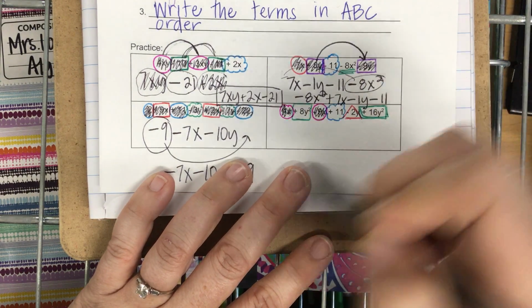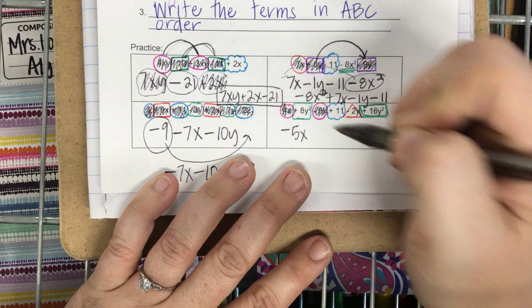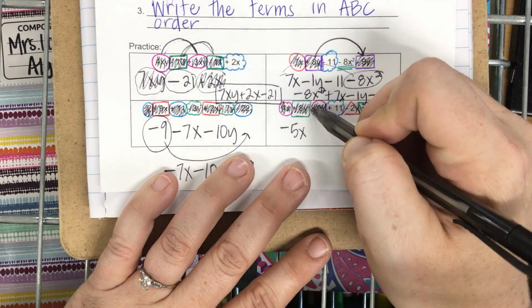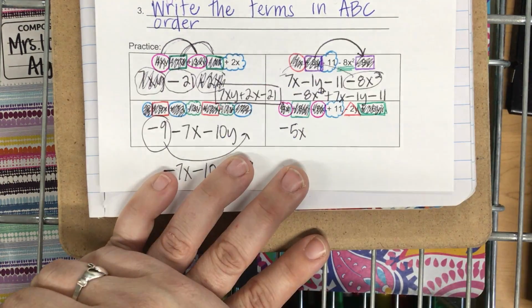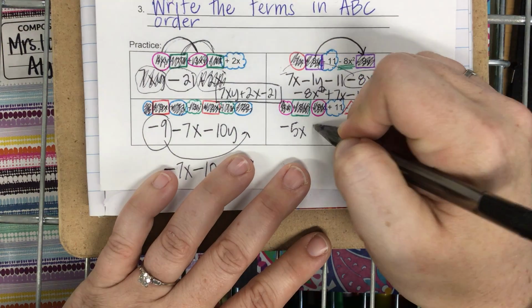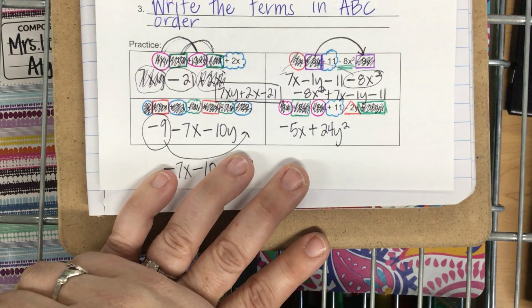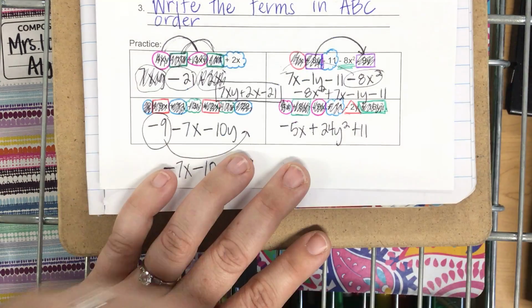4x minus 9x. Negative 5x. Good. 8y squared plus 16y squared. 24y squared. So what do I put? Plus 24y squared. Do you agree? Yes. Then plus 11 doesn't have any friends.